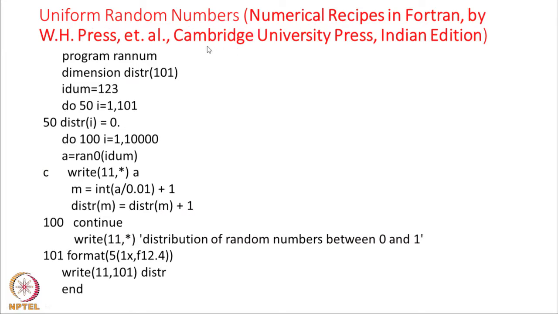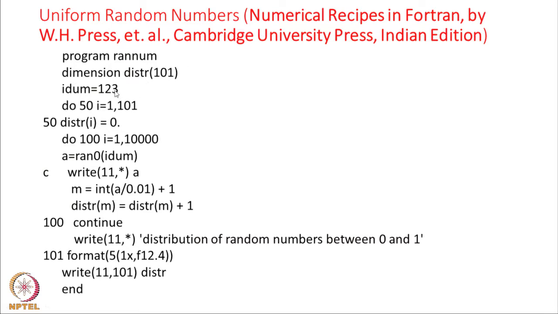I will just give you an outline of how to use those random numbers. I shall call this program random, that is the name of the program. I have given a dimension, distr(101). I want to generate random numbers between 0 and 1, and as we go along we will see what this 101 will do for us. idum is a variable to start this random number program. I have to give a starting number idum, make sure it is not 0, because if it is 0 it will create a problem.